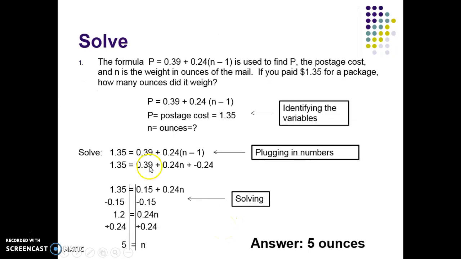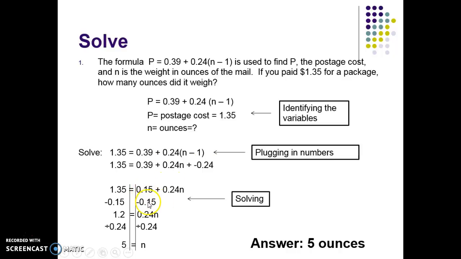So this is what it looks like when you plug everything in. This is step 3. $1.35 equals 0.39 plus 0.24 times n minus 1. So everything is the same except instead of P, we put in the value of P, which is $1.35. Now we're going to go ahead and do train tracks. So we're going to start by distributing. 0.24 times n is 0.24n. 0.24 times negative 1 is negative 0.24. Now here we're combining like terms. So 0.39 plus negative 0.24 is 0.15.